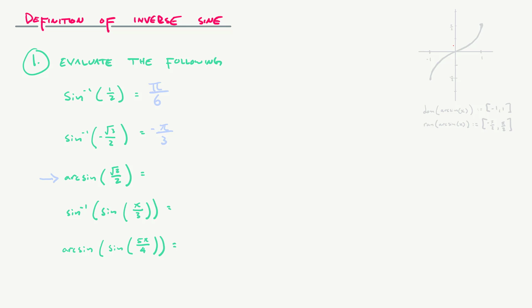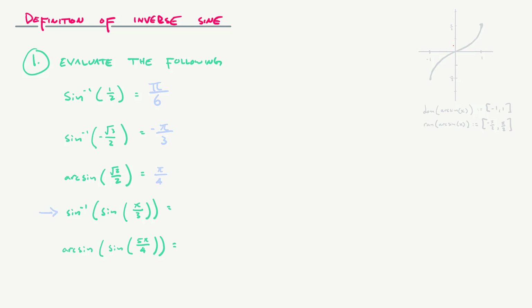Arc sine is the same thing as sine inverse, so we're finding the sine inverse of square root 2 over 2. What theta measurement produces square root 2 over 2 as a y coordinate on the unit circle? Well, it's got to be in quadrant 1 in this case, and it's pi over 4, because the sine of pi over 4 is square root 2 over 2.